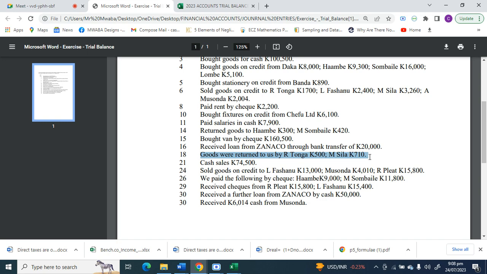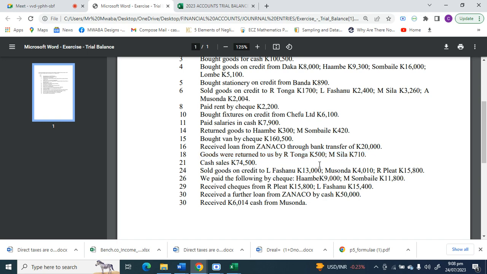Okay, he was correct. I was just explaining further, justifying his answer. So I was saying that we're dealing with return inwards, a contra revenue account, meaning it reduces revenue. Remember, revenue accounts increase with credit. So a contra revenue account will increase with what? Debit. So you'll be debiting return inwards.